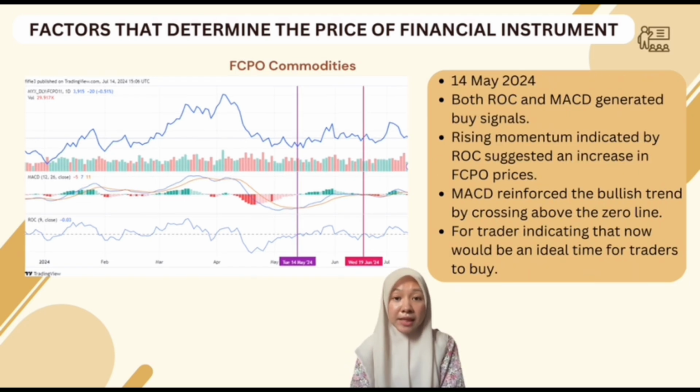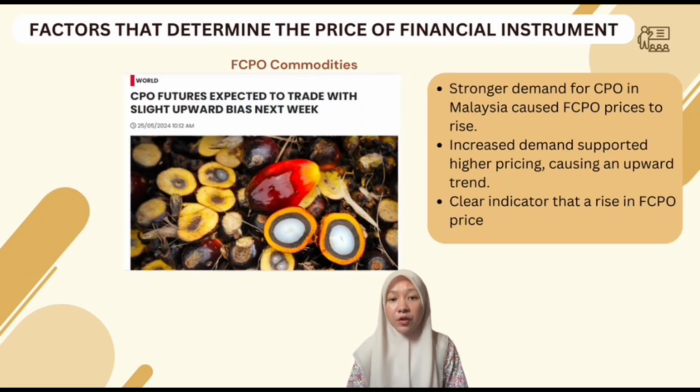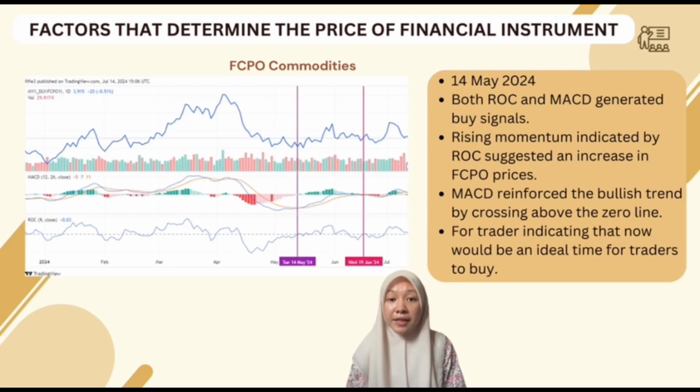Next, on May 14, 2024, both ROC and MACD generate buy signal. Pricing momentum indicated by ROC suggests an increase in FCPO price, and MACD reinforced the bullish trend by crossing above the zero line. From this article, CPO futures expected to trade with slight upward bias this week. It shows stronger demand for FCPO in Malaysia that will affect FCPO price to rise. Increased demand supported by higher pricing is causing an upward trend. This signal is a clear indicator of the rise in FCPO, and the result is an ideal time for traders to buy.